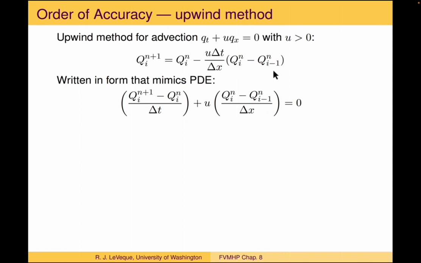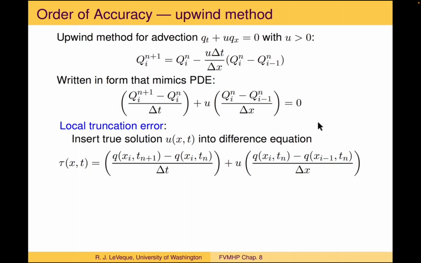But we originally derived this in the finite difference framework by discretizing the advection equation as this finite difference model and then rearranging things to solve for qi n plus 1. In terms of defining the accuracy, it's this form that most closely mimics the PDE that we're going to use to define what we mean by the local truncation error.